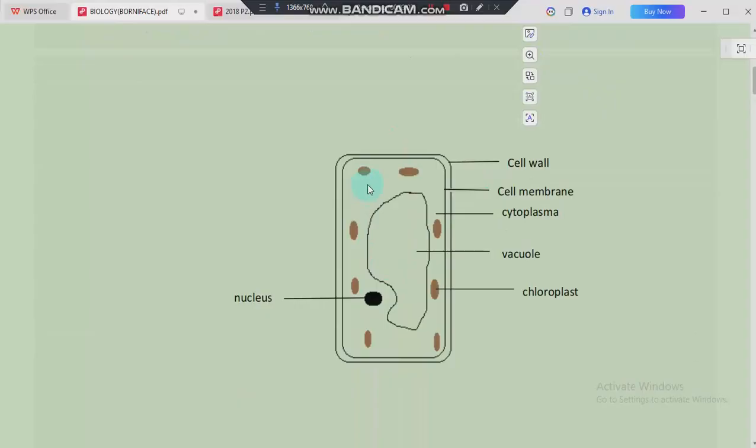We are able to see these brown looking structures. These are the ones that we call the chloroplasts, and the chloroplast contains chlorophyll. That's our vacuole. We have our cytoplasm, we have our cell membrane, we have our cell wall, and then we have our nucleus, we have our tonoplast, and we have our vacuole there.